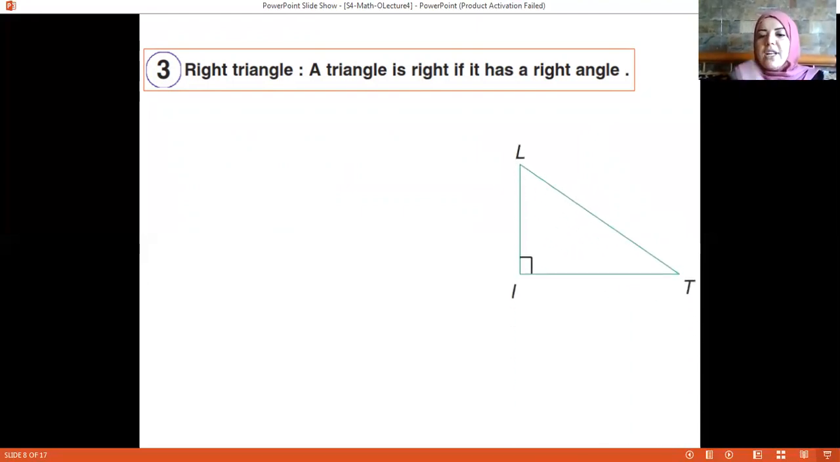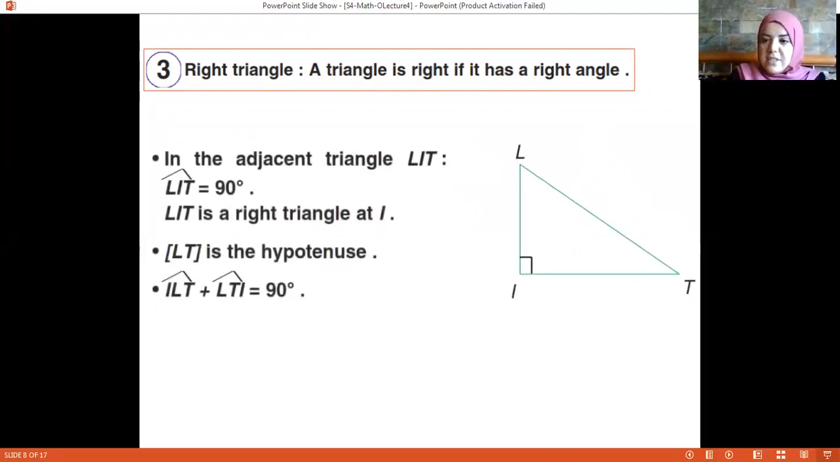Okay, so if you can see LIT in the adjacent figure, we say that angle LIT equals 90, then LIT is a right triangle at I. Okay, so keep in mind, when I say LIT right at I, I is the right angle. EFG right at F means F is the right angle, 90. Okay, so when I say right at I, I is the 90 degrees. This is important.